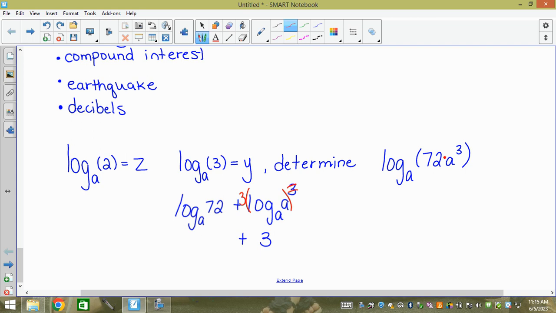Cool. We have that. Now the number 72. Well, let's see what they gave us. If I go log base A of 2, I can replace any log base A of 2 with a Z. And I can replace any log base A of 3 with a Y. And I have log base A of 72. Awesome. But if it was log base A of 2 or log base A of 3, I can replace, correct? Can 72 be broken down into 2s and 3s? What? 72 is 2 times 2 times 2 times 3 times 3.